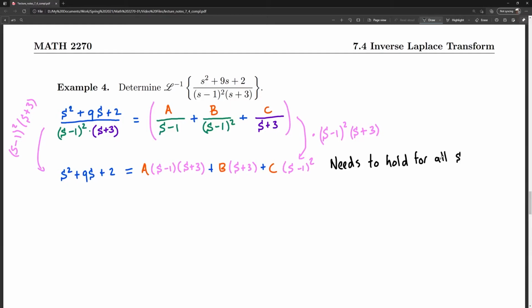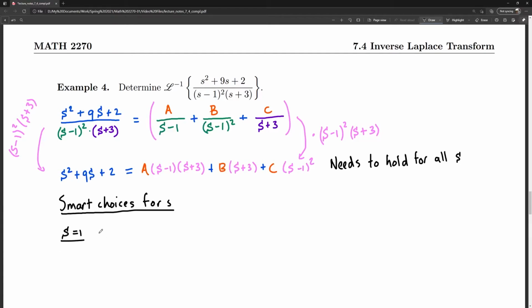And so what we can do is make some smart choices for s. So here's a smart choice. The first smart choice would be s equals 1. And why is that? Well, if I plug in s equals 1, this term becomes 0. That means A cancels out. And when I plug in 1 here, the C cancels out, and I'm just left with my coefficient B.